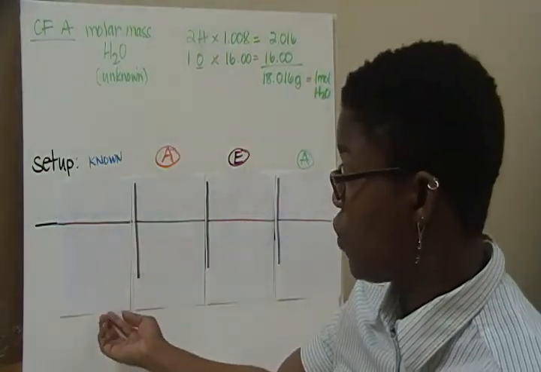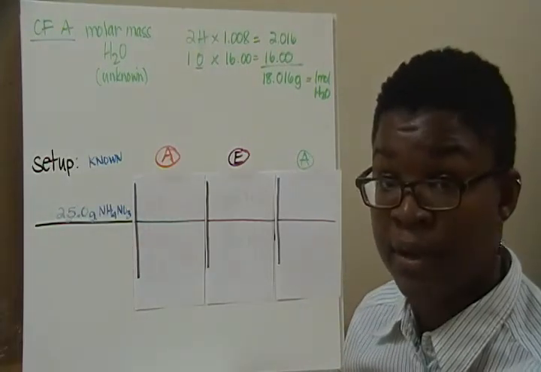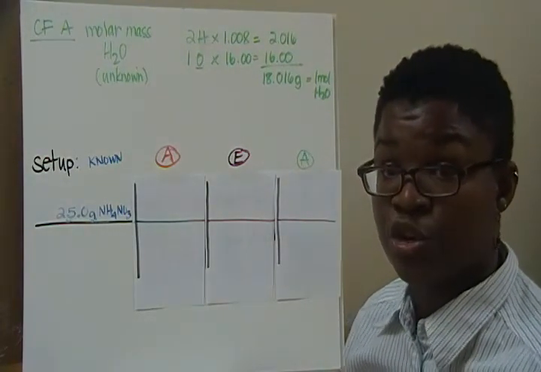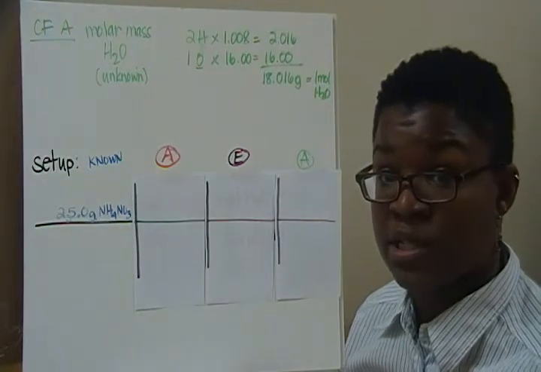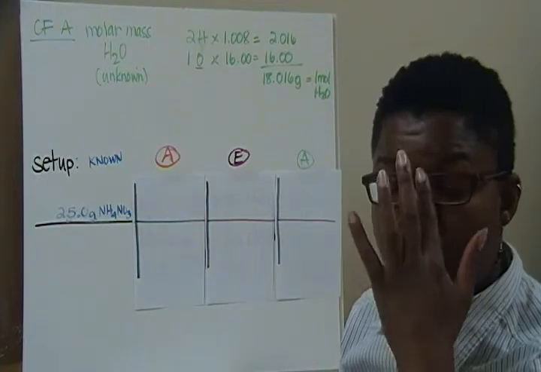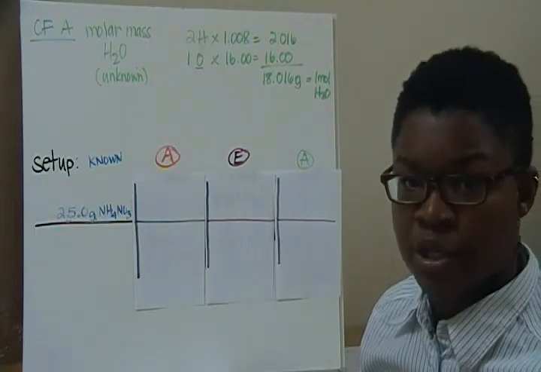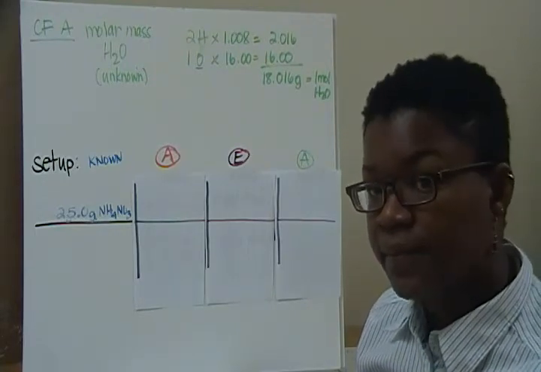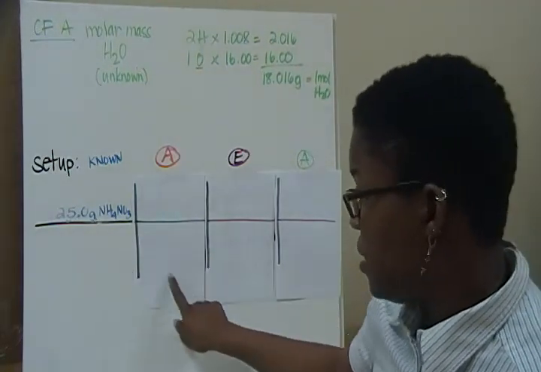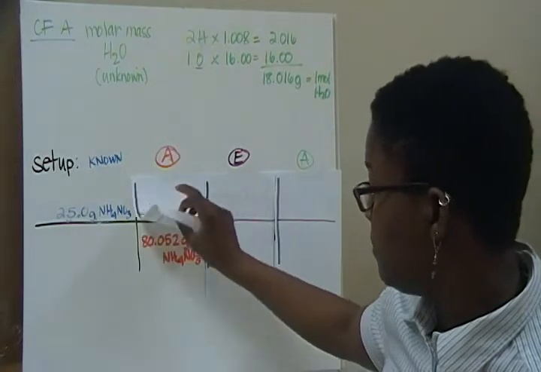So our known, if you recall, was 25 grams of NH4NO3. Our next question is our conversion factor A, which is our known. If you remember, that was 80.052 grams is equal to 1 mole of NH4NO3. Our challenge is, where exactly does the grams go? Does that 80 grams go on the top or does it go on the bottom? Think about it. It has to go on the bottom because we need grams to cancel here. So the 80.052 grams needs to be on the bottom and the 1 mole will need to be on top.